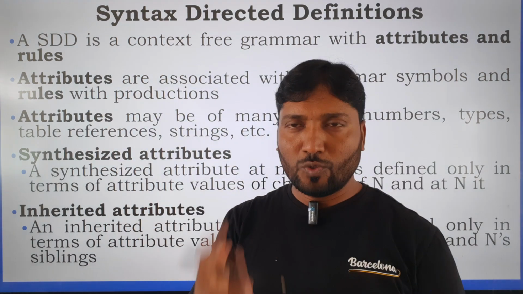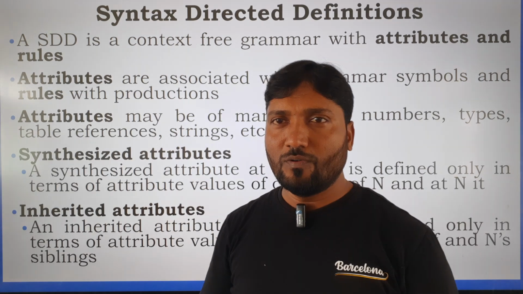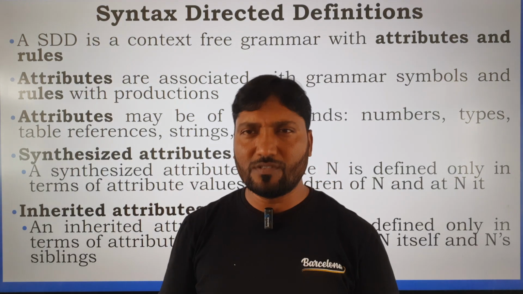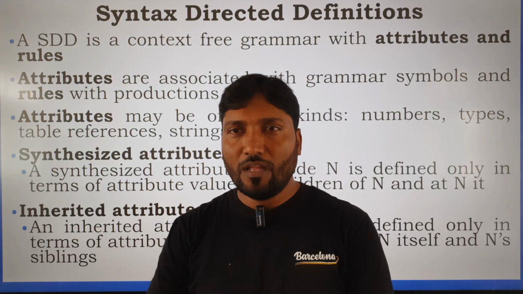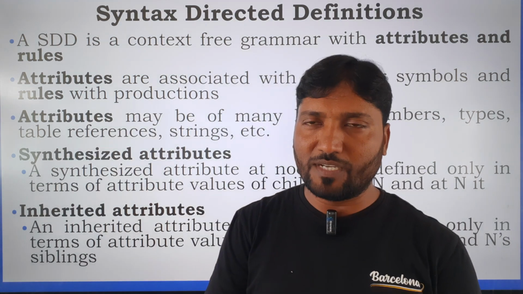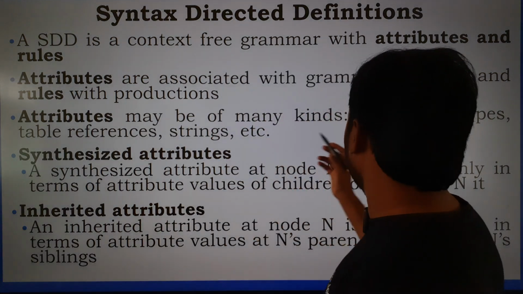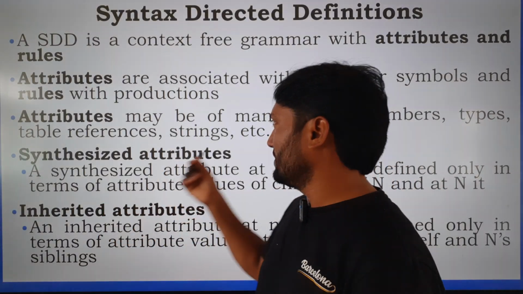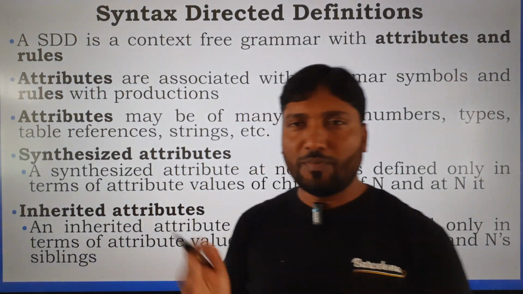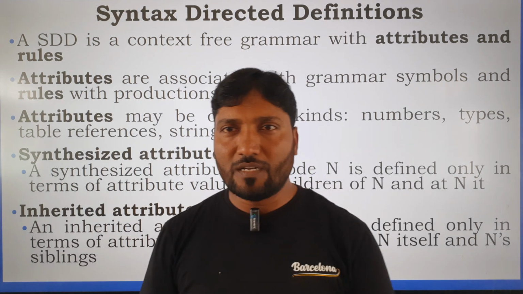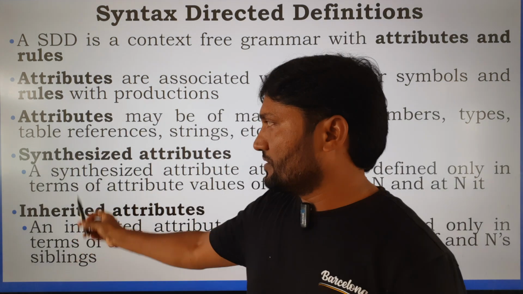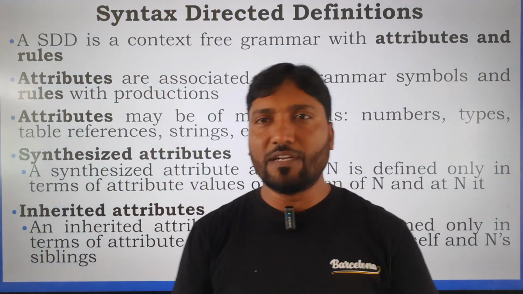Basically, there are two types of attributes. Before discussing the types of attributes, we have to know what an attribute is. An attribute is a property of an object. It may be a number, a string, or anything, called numbers, types, strings and so on. Now, there are two types of attributes. One is the synthesized attribute and the second one is the inherited attribute.